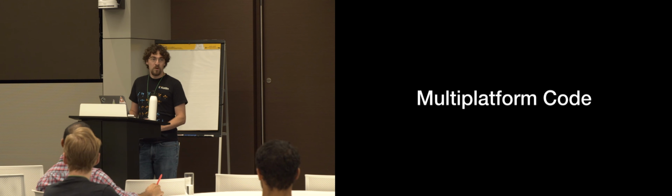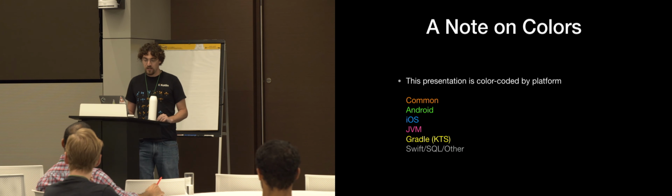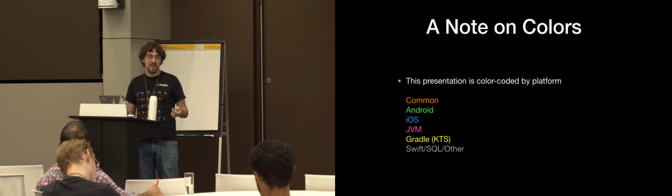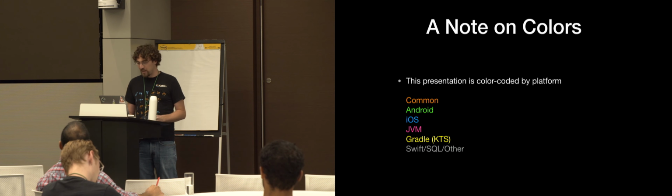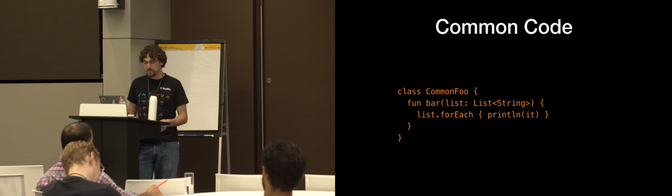So what does this multi-platform code look like? And as I dive in, a quick little note on colors. I try to color code the samples in this presentation so you get a little bit of a hint of which platform they're running on. Hopefully you can also tell by context, but maybe this will help. A lot of stuff, as a spoiler, is going to be in common here, so you'll see a lot of orange. So let's look at some common code.